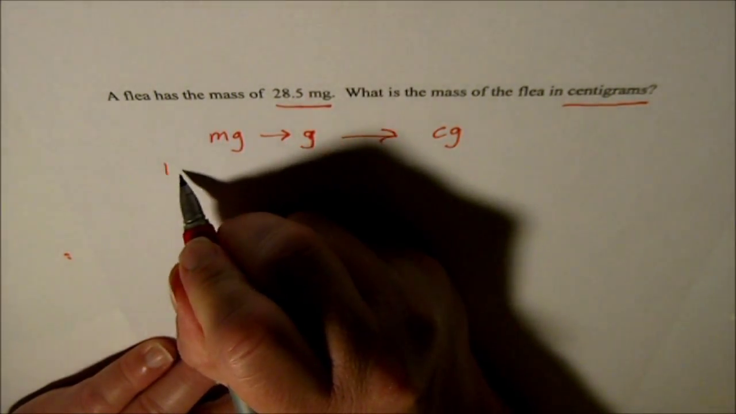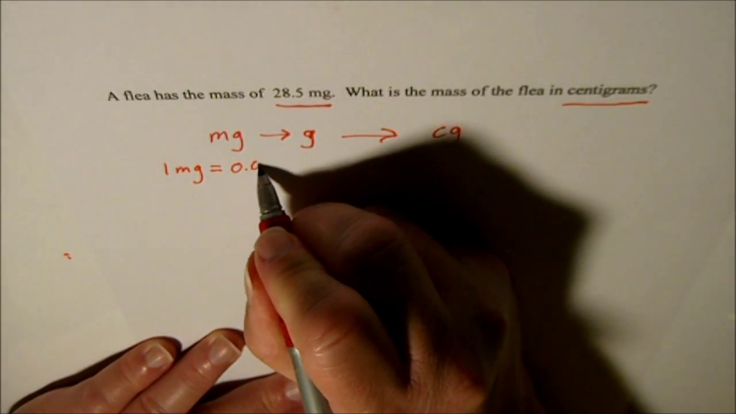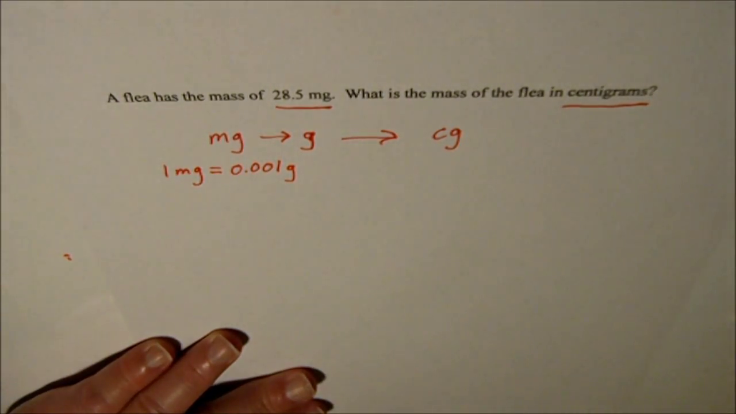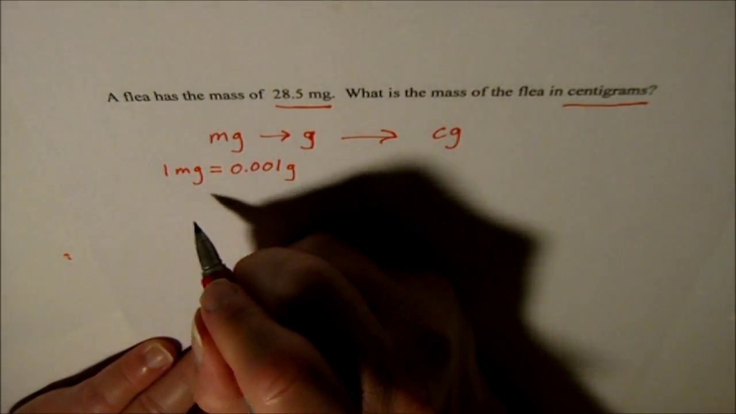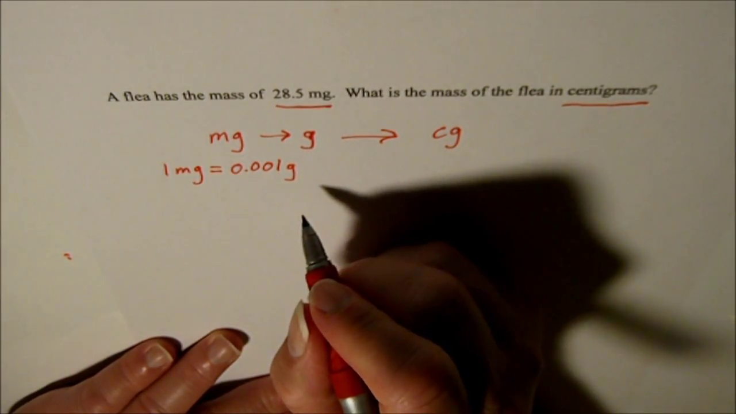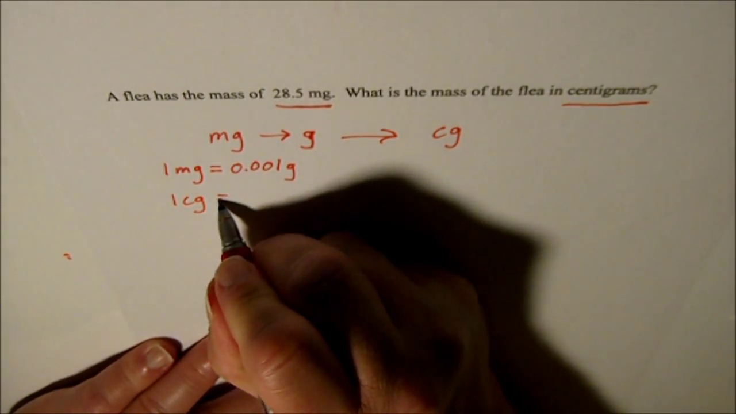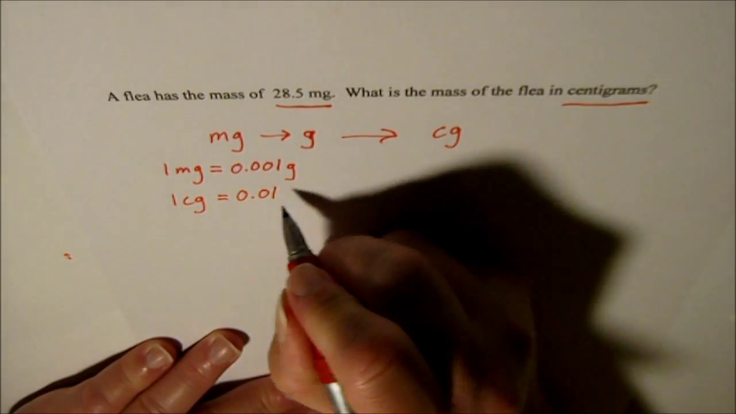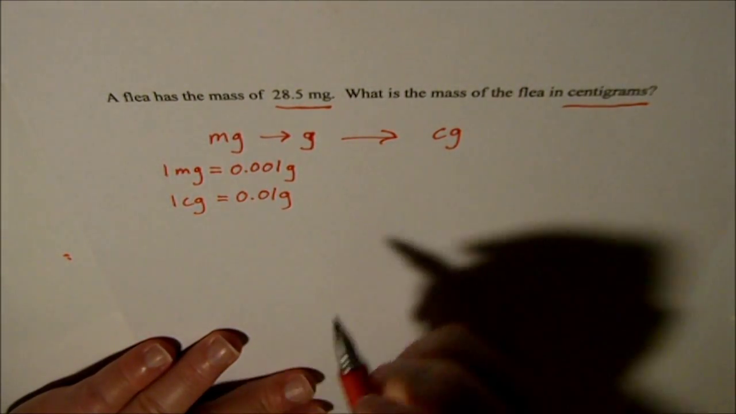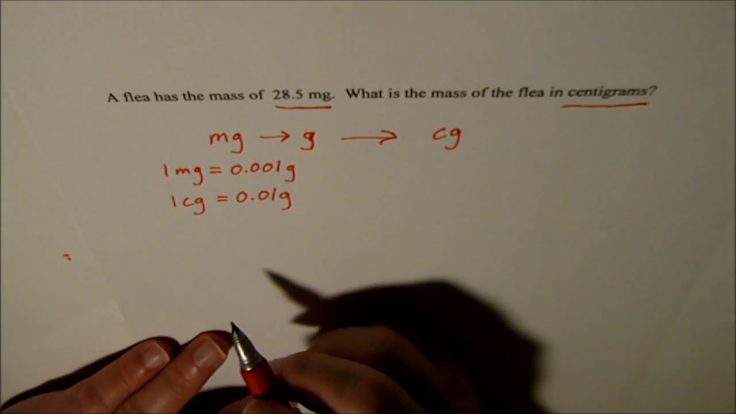So 1 milligram is 0.001 gram. It is a 1,000th of a gram. Now, a milligram, remember, is one of the units that's smaller than a gram. 1 centigram is 1/100th of a gram. Okay? So those are our two definitions that we're going to use as conversion factors.